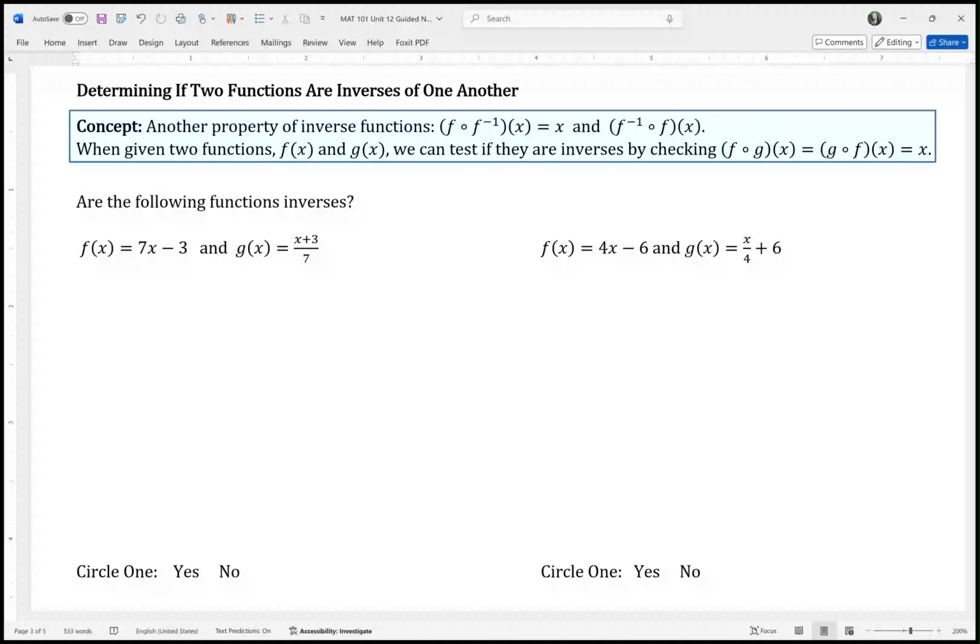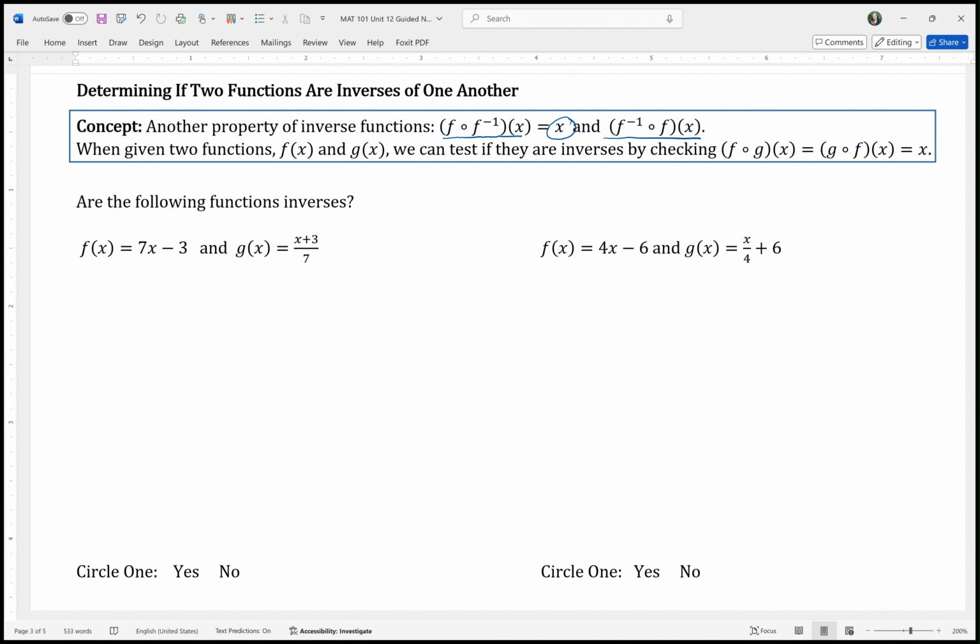Let's determine if two functions are inverses of one another. So you're going to be given two functions and you're trying to see if one function is an inverse of the other and vice versa. There's a couple of different ways you can find this out, but there is a property of inverses. If you take the function and the inverse and do a function composition, you get x out, then those are inverses, okay?